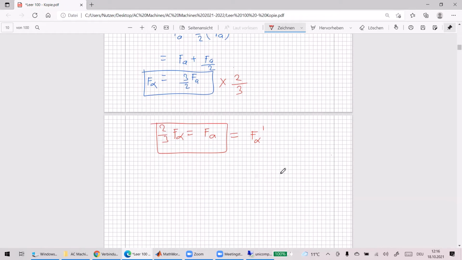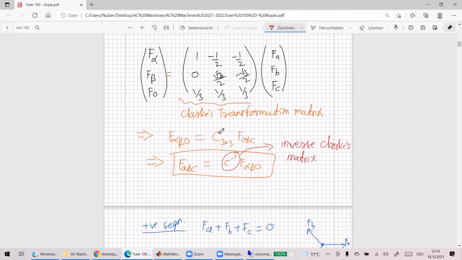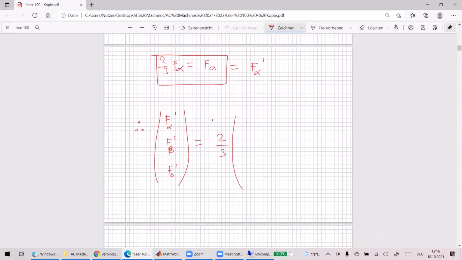And that is the reason why we have 2 over 3 there. So what do we have? This F alpha dash, F beta dash, and F 0 dash equal to 2 over 3 times this matrix. It's 1, minus 1 by 2, minus 1 by 2, 0, root 3 by 2, minus root 3 by 2, 1 by 2, 1 by 2, and 1 by 2.